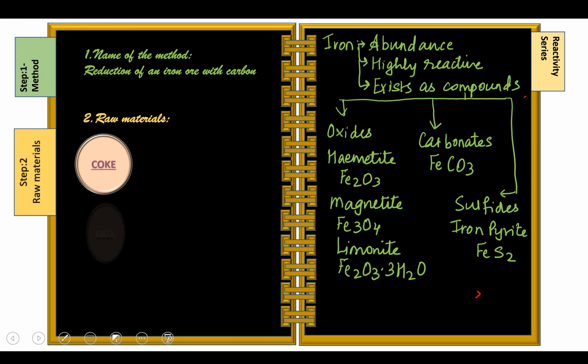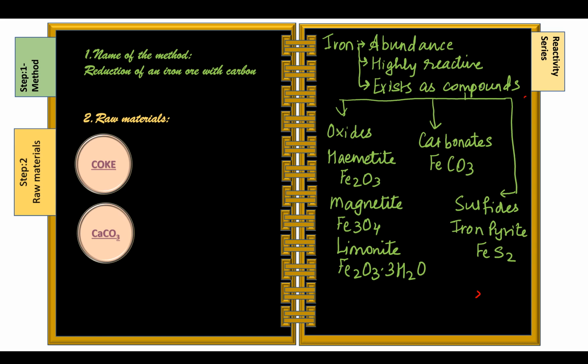Now you talk about the second raw material, which is calcium carbonate. And calcium carbonate, why do you need it? Remember, the iron ore, the compound of iron that we are going to use in the iron extraction, is going to come from the Earth's crust. It is definitely going to have a lot of impurities, and the major impurity in the extraction of iron is going to be silicon dioxide, SiO2. So calcium carbonate is going to be used to remove that silicon dioxide.